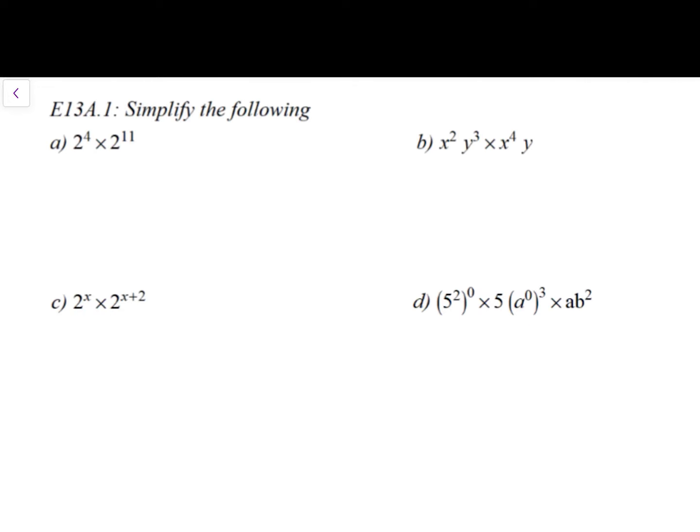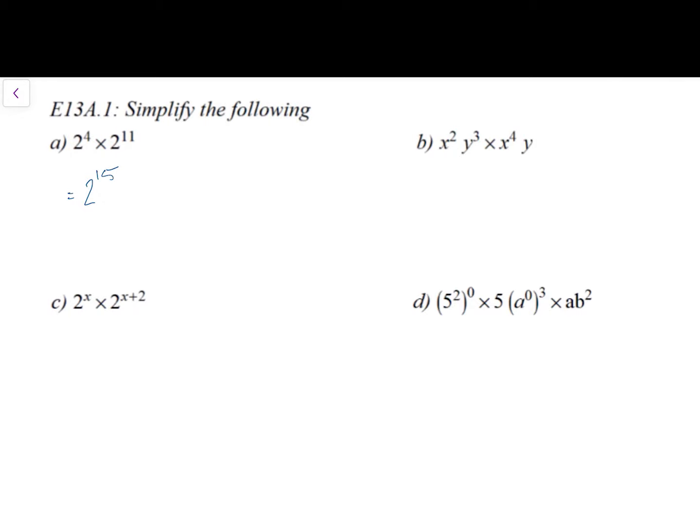Okay, so let's jump into quite a few examples to explore as many different combinations of these index laws as possible. So, 2 to the power of 4 times 2 to the power of 11. Due to the first index law, we could say that this is equal to 2 to the power of 4 plus 11, which is 15.